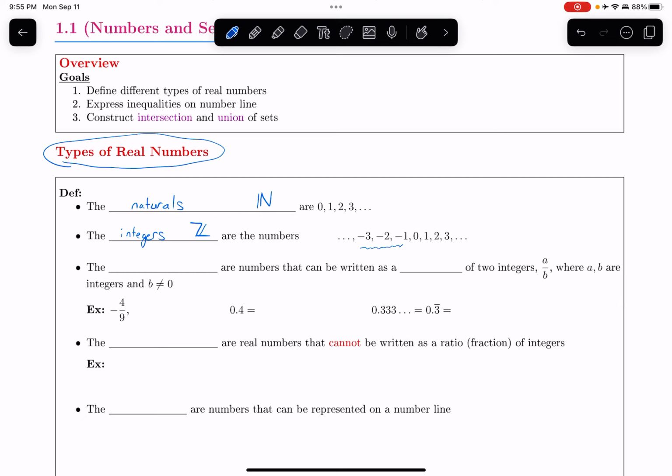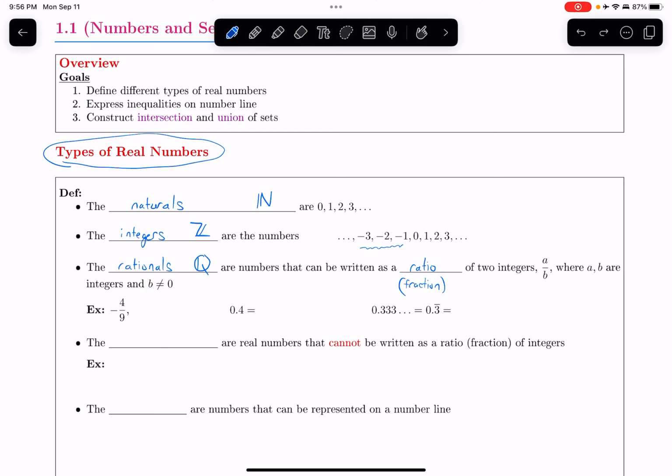Okay, the next type of number we're going to review is the rationals. So the rationals, and the symbol for rationals is a capital Q with an extra vertical line down the left here. The rationals are numbers that can be written as a ratio. And a ratio is just another word for fraction. So they can be written as a ratio or a fraction of two integers. So we have a fraction of two integers, a over b, where the a and the b are integers, and that denominator b is not allowed to be 0, right? Because we can't divide by 0. That makes a fraction undefined.